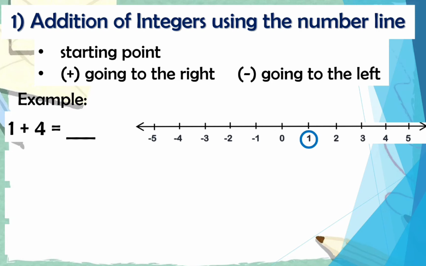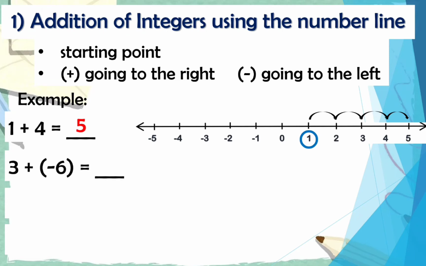So, mag-i-start tayo sa positive 1, pupunta tayo sa kanan ng 4 na beses. Kasi sabi po dito, positive 4. So, from positive 1, movement natin papunta sa kanan ng 4 na beses. So, let's count 1, 2, 3, 4. So, saang integer tayo nag-stop? We stop at positive 5. Therefore, the answer is positive 5.